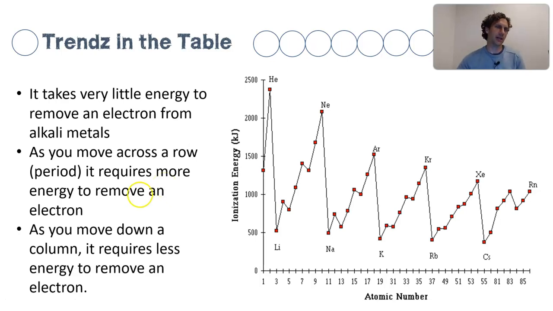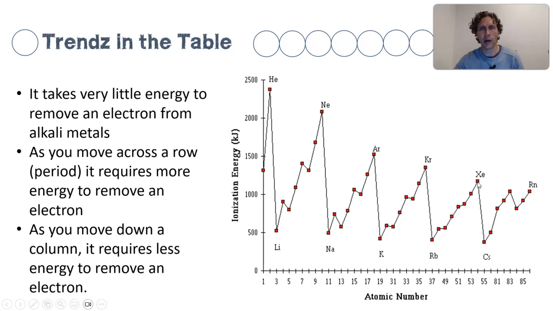Next observation, as you move down a column, it requires less energy to remove an electron, just a little bit, right? Lithium, sodium's a tiny bit lower, potassium a little bit lower, rubidium a little bit lower. Okay, here's helium, neon, right? So we're moving down the period of the noble gases, and it takes a little bit less energy to remove the electrons each time. Why? Well, we'll get to that, but think of that.